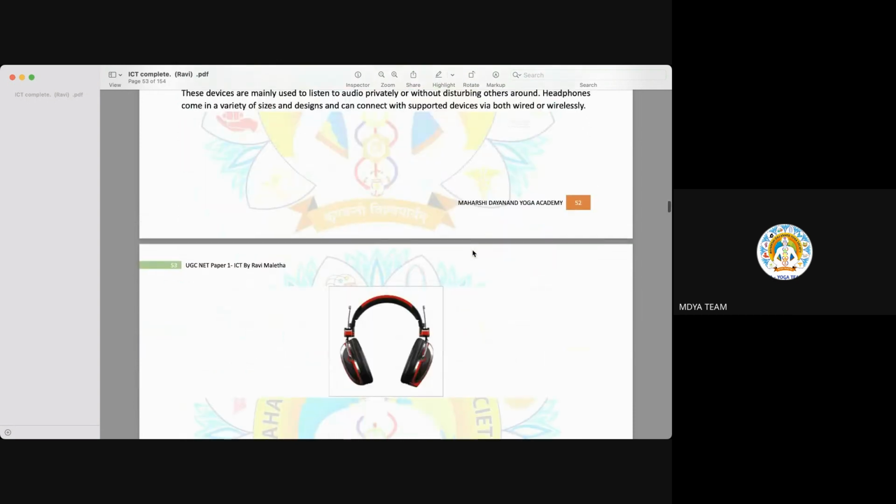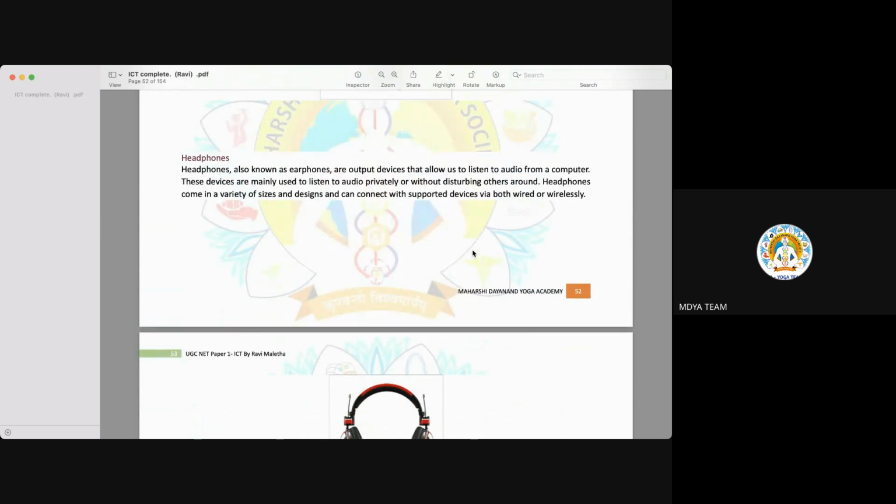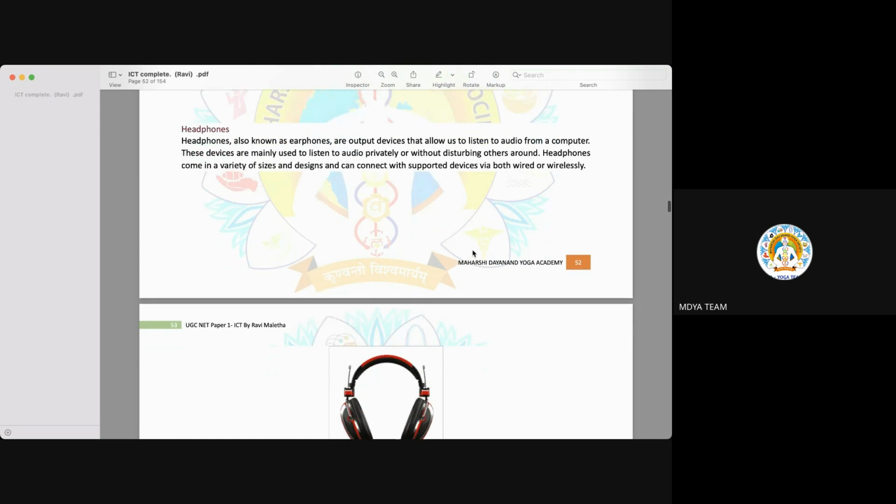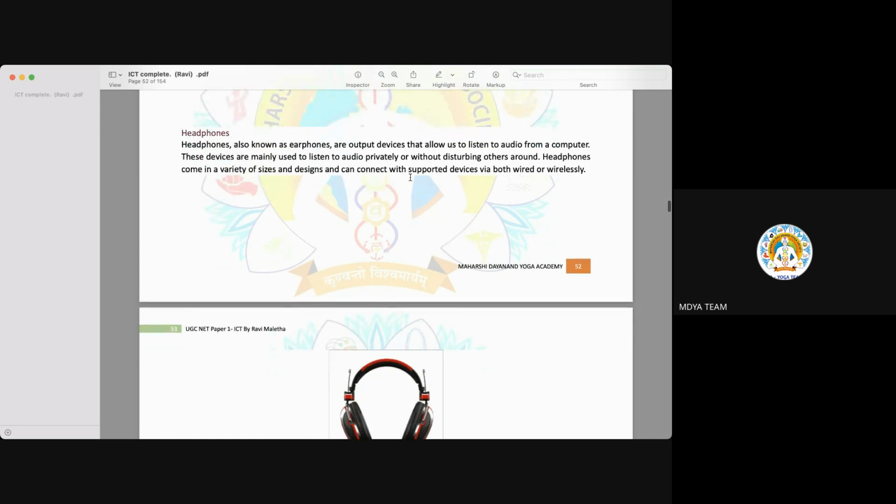And headphones, if you want to hear the audio only you want to hear and don't want to disturb others nearby you. So you can use this type of earphone or headphones, and the output will be just with yourself only. Nobody else can listen to whatever is coming in your headphones. So if you want to listen to it privately without disturbing others.